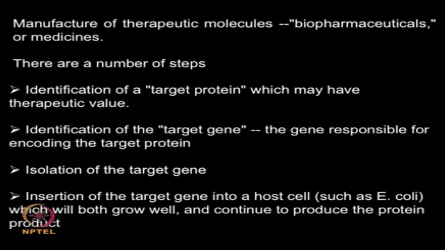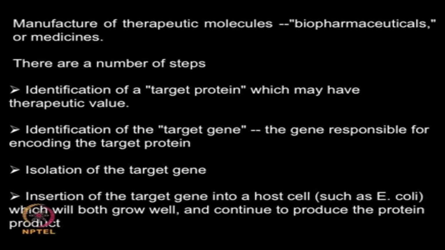First of all, you may identify what protein you want to purify from a mixture of proteins. So you may be identifying the target gene, that is, the gene responsible for encoding the protein. You may isolate the target gene, and then this gene may be inserted into a host cell, more generally E. coli, so that when it grows it continuously produces the protein product.